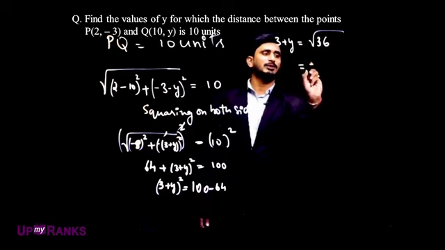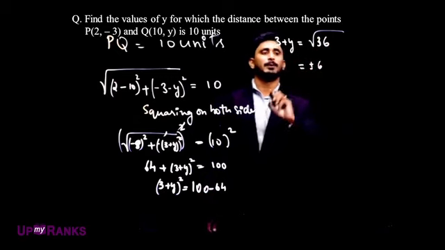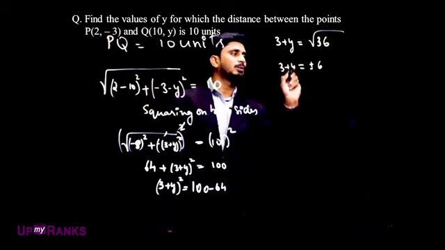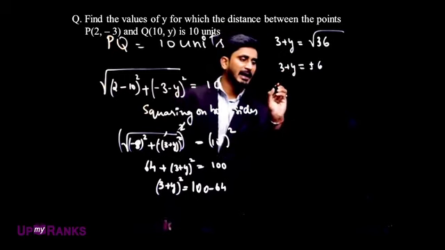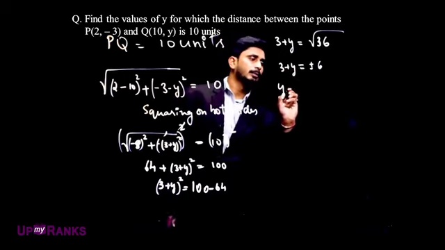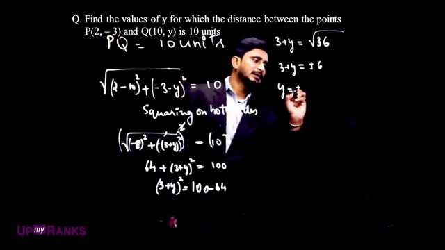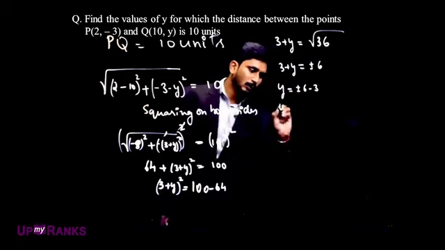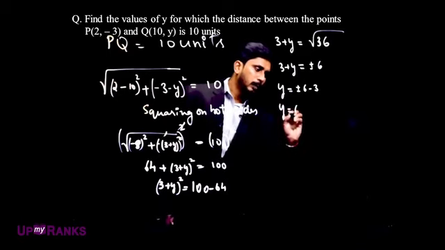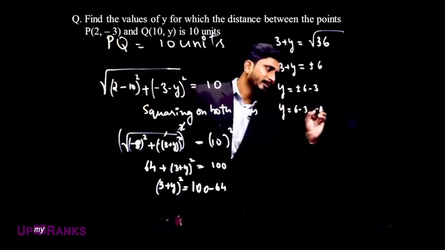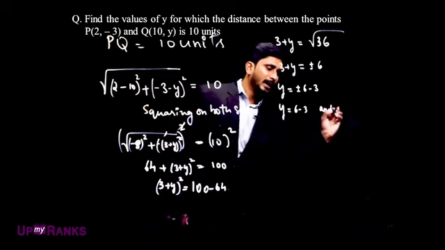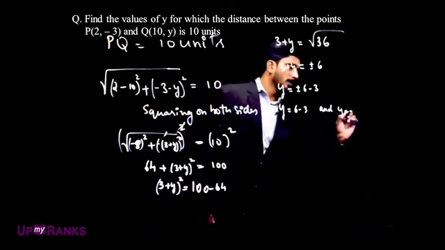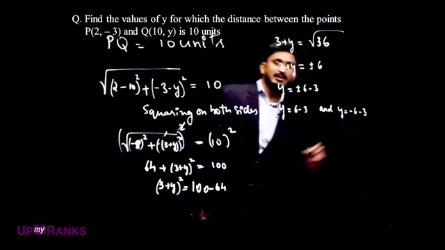The square root of 36 is what? Plus or minus 6. So I have 3 plus y is equal to plus or minus 6. I can write it in two ways: y is equal to plus 6 minus 3, and y is equal to minus 6 minus 3.